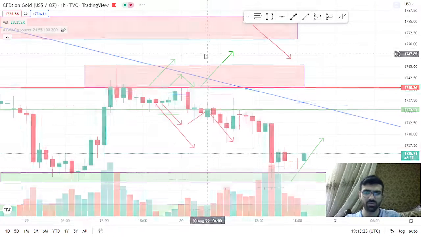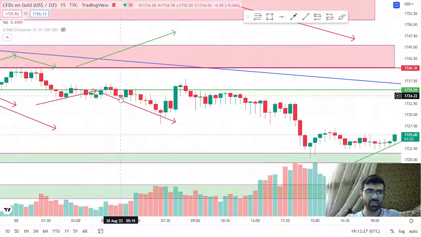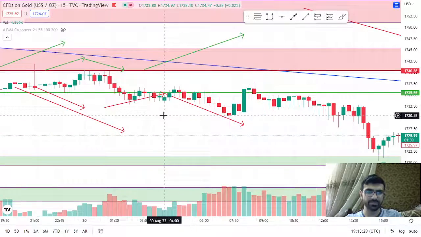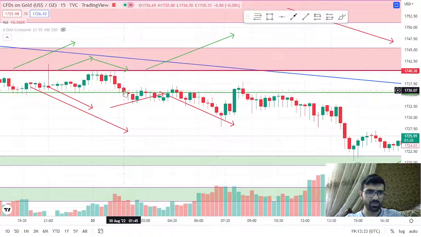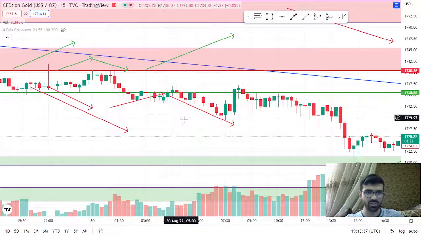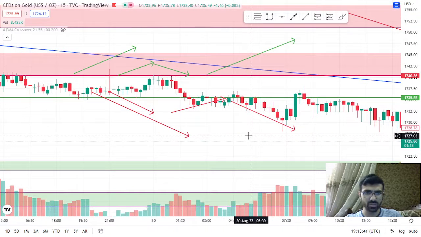Now let me open the 15-minute chart so we can identify the selling areas in a better way. Okay, so the market was over here, the market broke past this area, the market tested this area again, and we could have gone short from here several times.